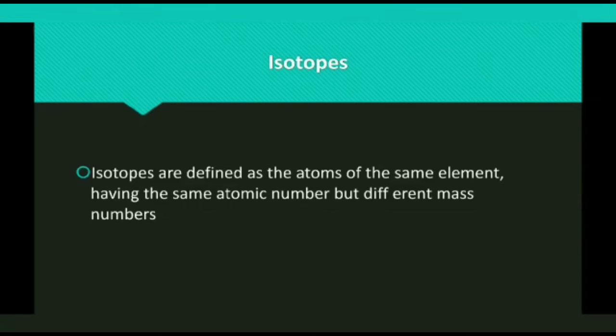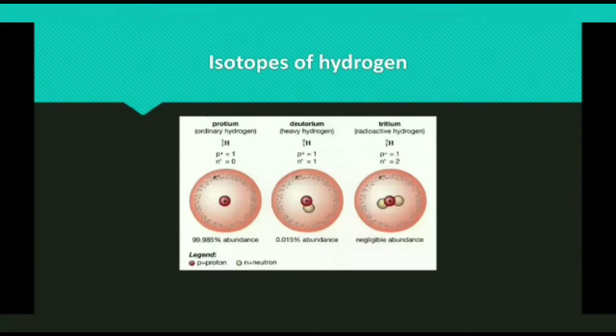Okay, for example, the isotopes of hydrogen: protium, deuterium and tritium. Okay, so what's the atomic number of hydrogen? 1. Okay, in the first one, protium, the atomic number is 1 and the mass number is also 1. Therefore here there is no neutron.